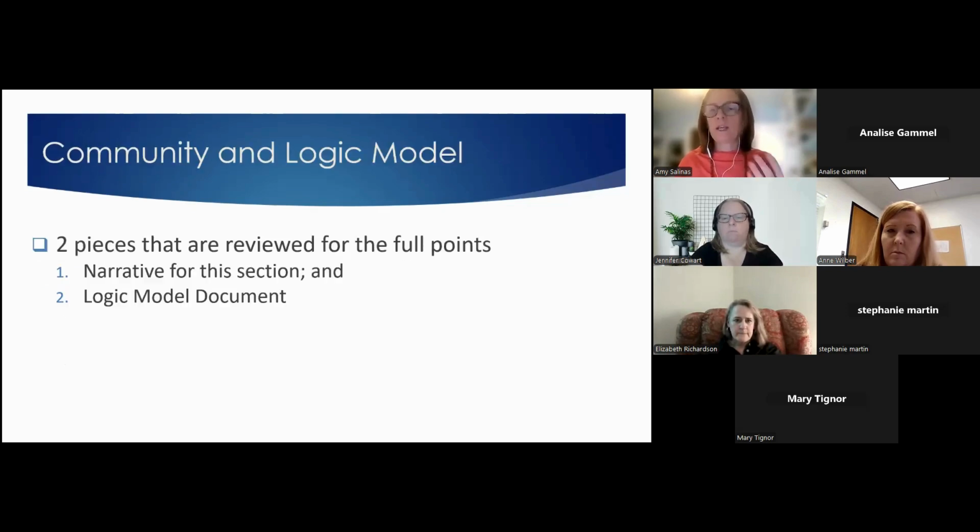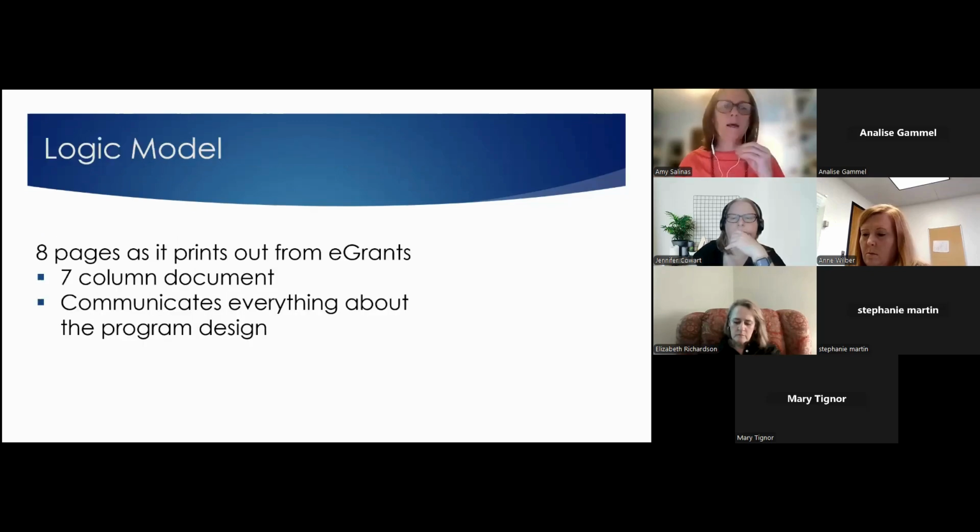And if you need to go back to the recording to look at what that narrative part of the section has, it's mostly stuff about the problem, whereas your logic model document really conveys the picture of your program, what you'd like it to look like. Again, it's 8 pages as it prints out from eGrants. It's a 7-column document that I'm about to show you.